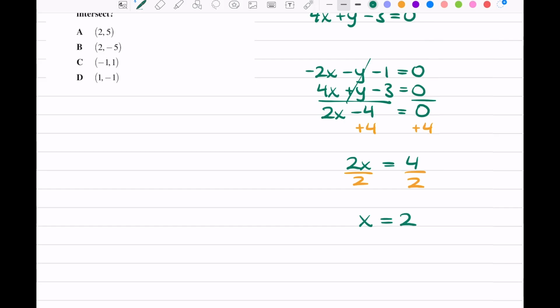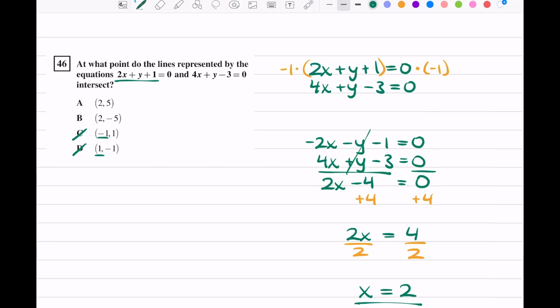So looking at our options, since x equals 2, we can cross out C and D. In those options, the x-coordinate is not 2. Options A and B both have an x-coordinate of 2 and a different y-coordinate, so we'll need to figure that out. Since we found x equals 2, we just need to substitute this into one of our equations.